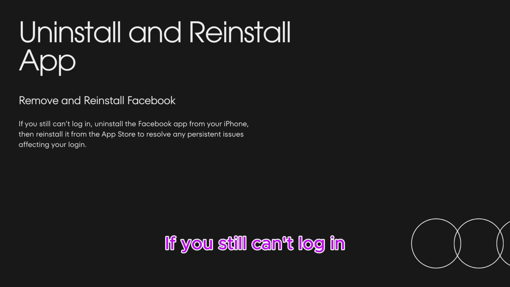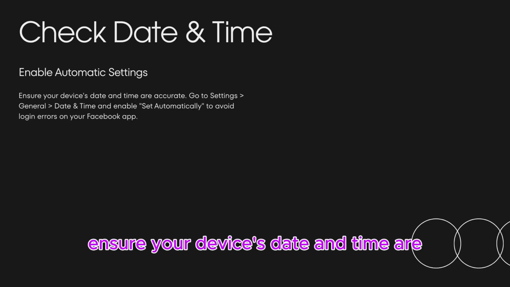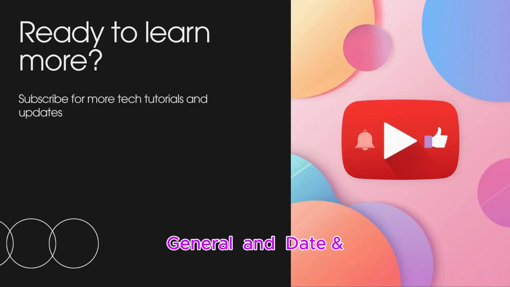If you still can't log in, uninstall and reinstall the Facebook app as a last resort. Ensure your device's date and time are set to update automatically in Settings under General and Date and Time.